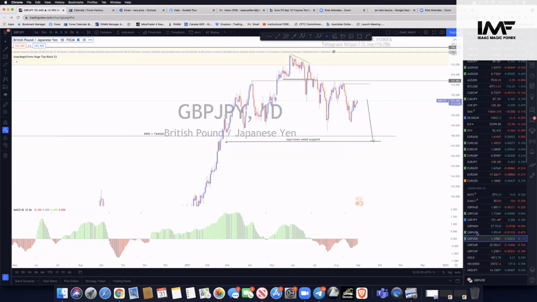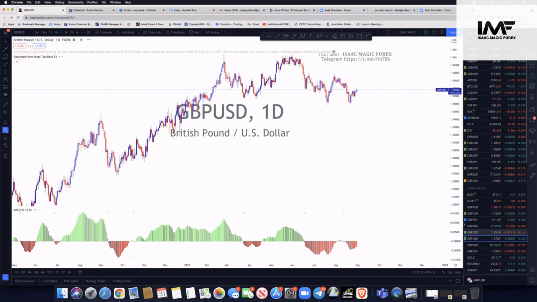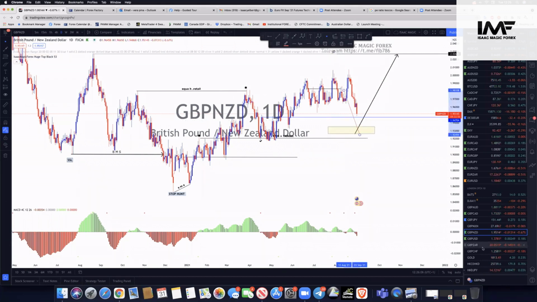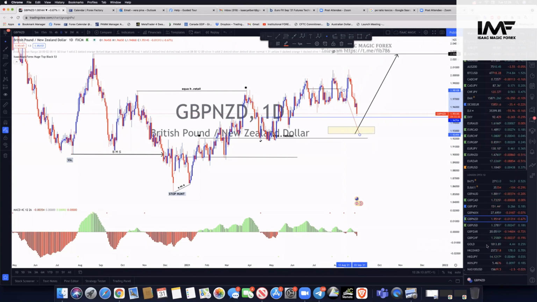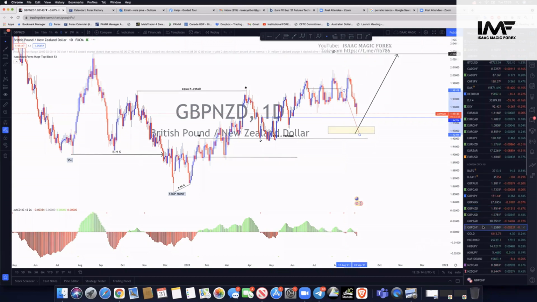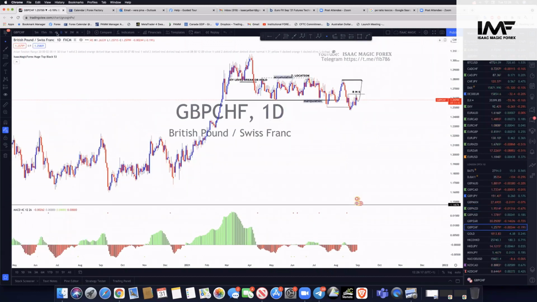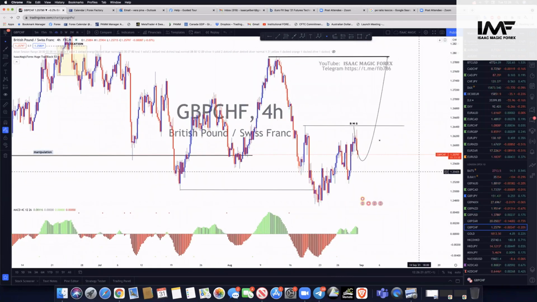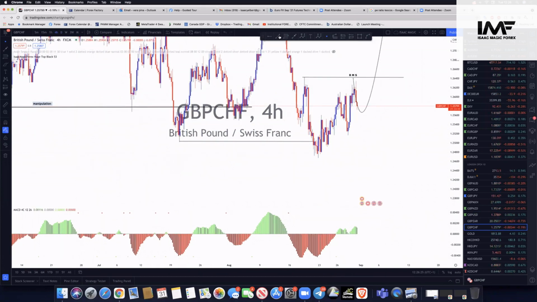Pound dollar, yeah, pound New Zealand also, yeah. I was still looking for this to come here, but it delayed a bit, but eventually the downside is coming to this level before we can look for the buy. Okay. Pound chief, also pound chief, we have a short-term downside posted last night. So let's see how we go.